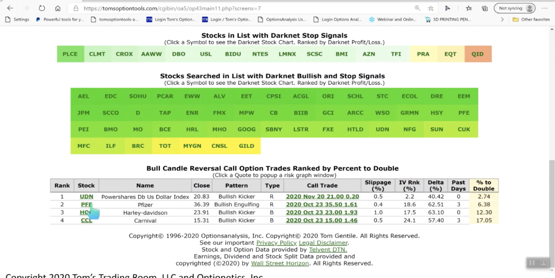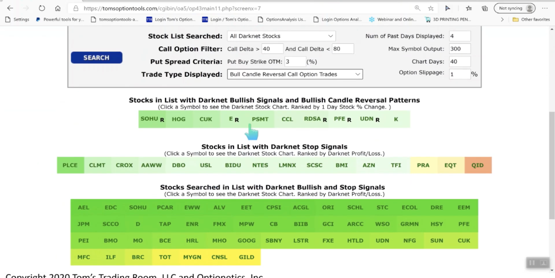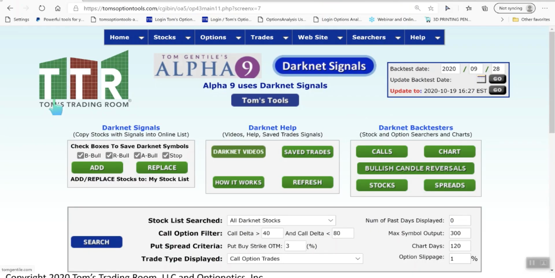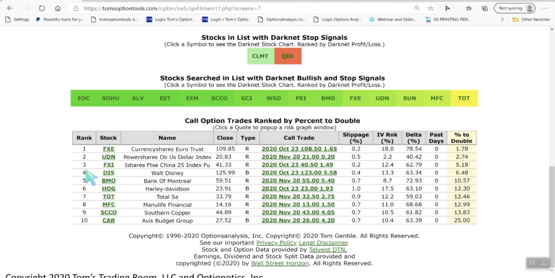When we run the results, this is the list that we get. Now, if I went back up and selected just the call option trades and clicked search, you will see that we have 10 Darknet signals there for the day. And the type is R's and B's. R is a reiteration of the bullish signal and B is the bullish signal. And we're going to condense that.